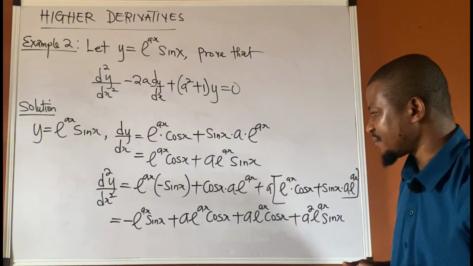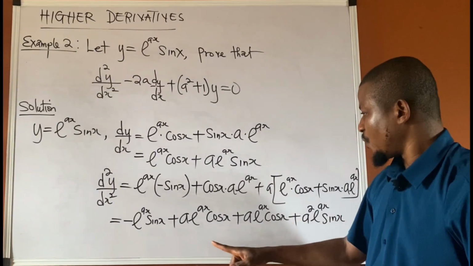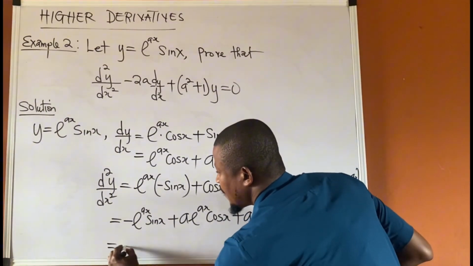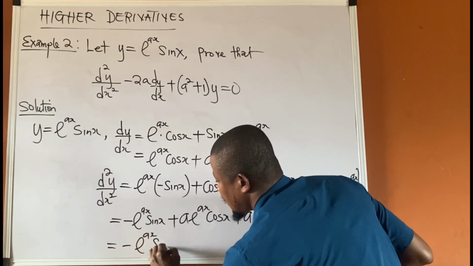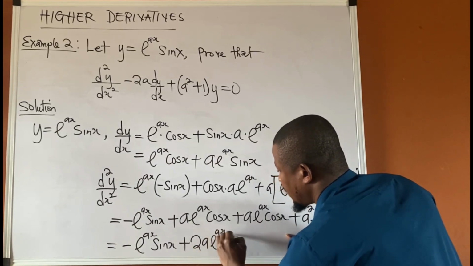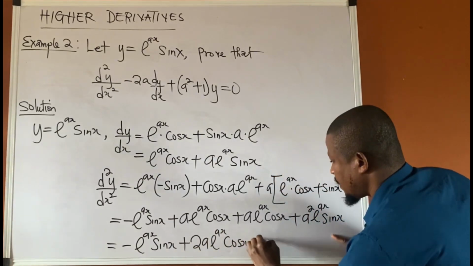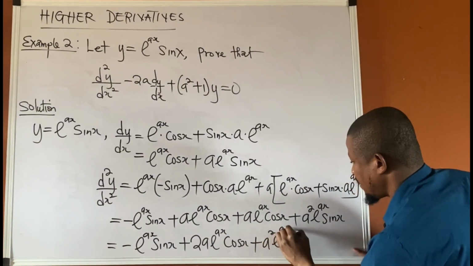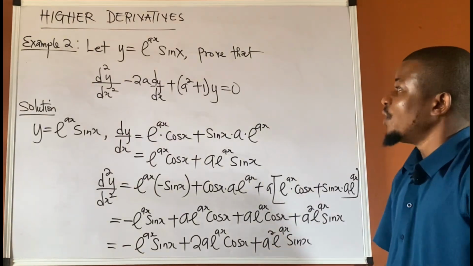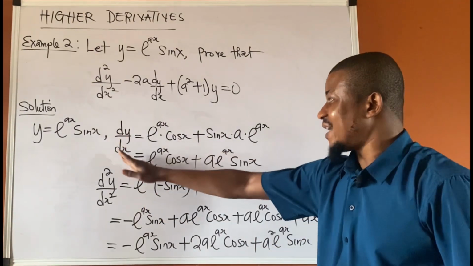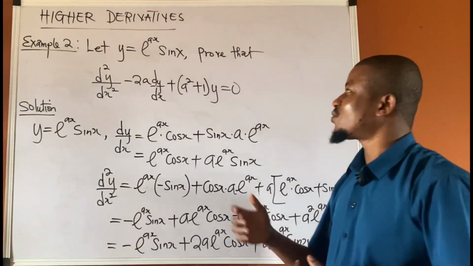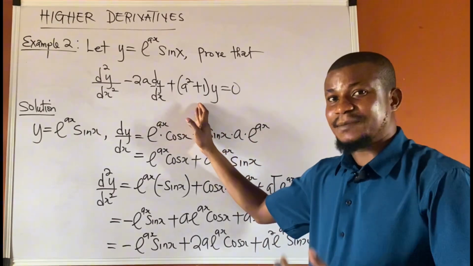Okay, let's see if some terms can add up from here. This and this are quite the same, so they can add. So we'll have minus e^(ax) sine x. This plus this will give us 2a e^(ax) cos x plus a squared e^(ax) sine x. This and this can't add, so we keep it this way. So we've been able to get our dy/dx and our d²y/dx², which is our second derivative. And then the next big task is to substitute into this equation and then simplify.